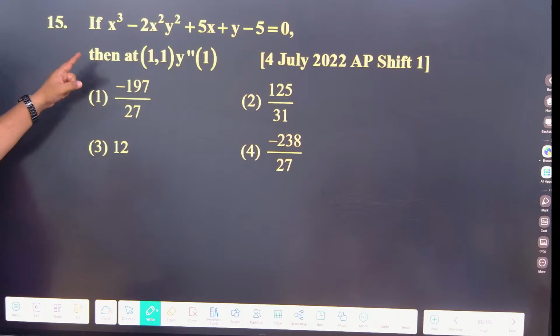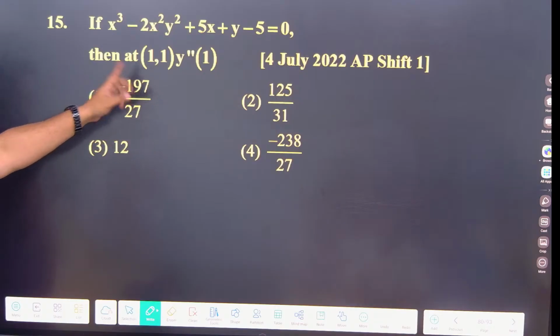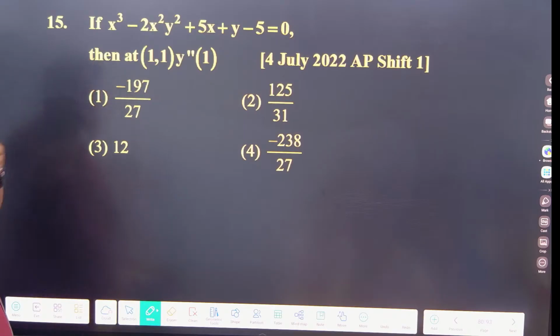So if x cube minus 2x square y square plus 5x plus y minus 5 is equal to 0, then at (1, 1), y dash of 1 is what? They are asking y dash of 1. Okay, y double dash. Y double dash of 1 is what? Sai Kirti, understanding the PYQ is what we are doing. Okay, now see here.